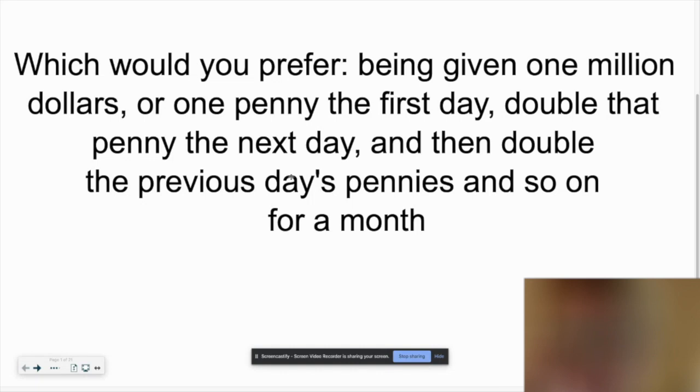All right, so yesterday we talked a little bit about arithmetic sequences, and today we're going to get into the other sequence, which is geometric. So while you're looking at the screen already, it's asking you which do you prefer. So read through that really quickly and think about which one you would rather have.